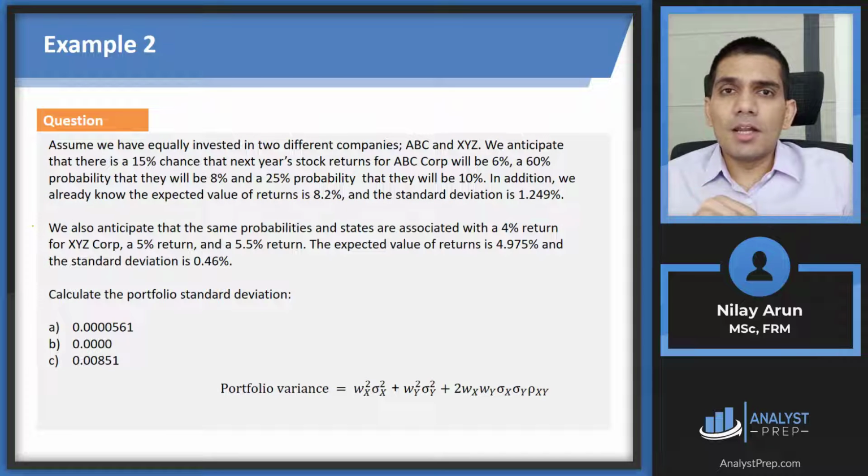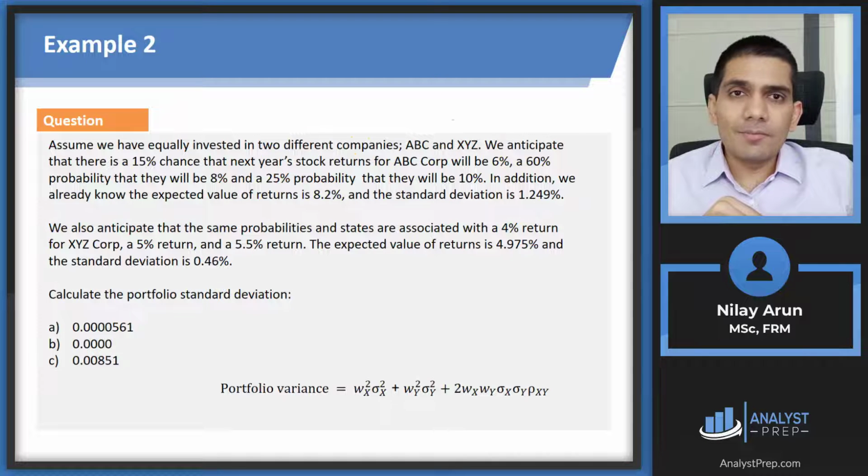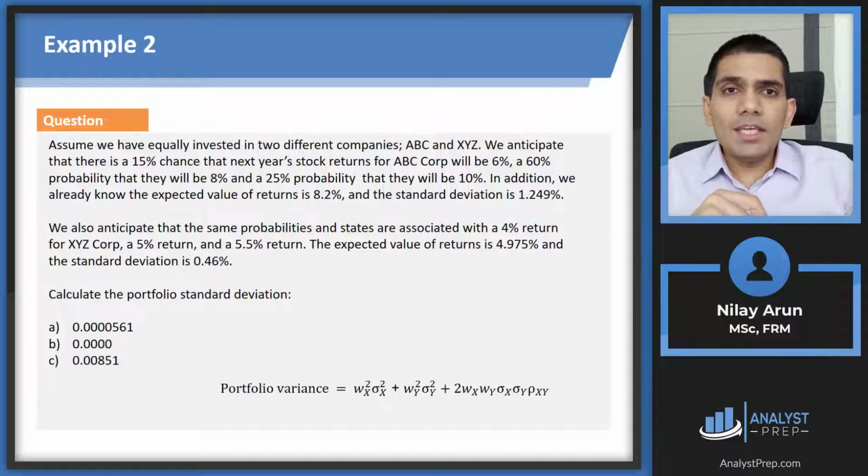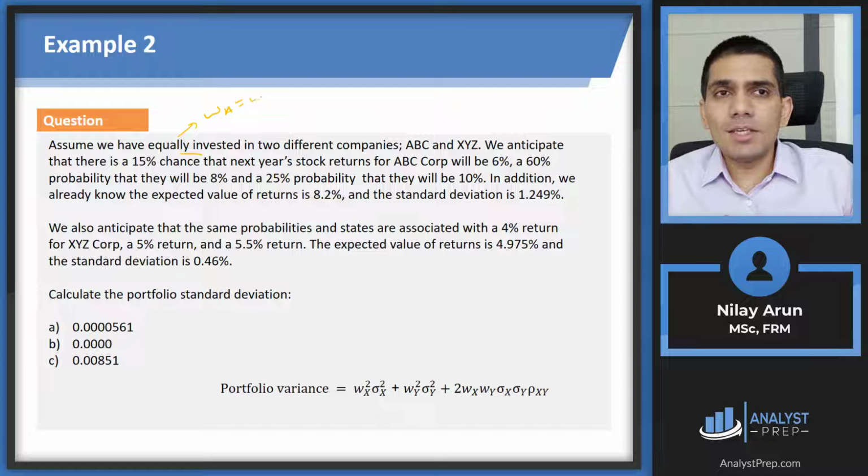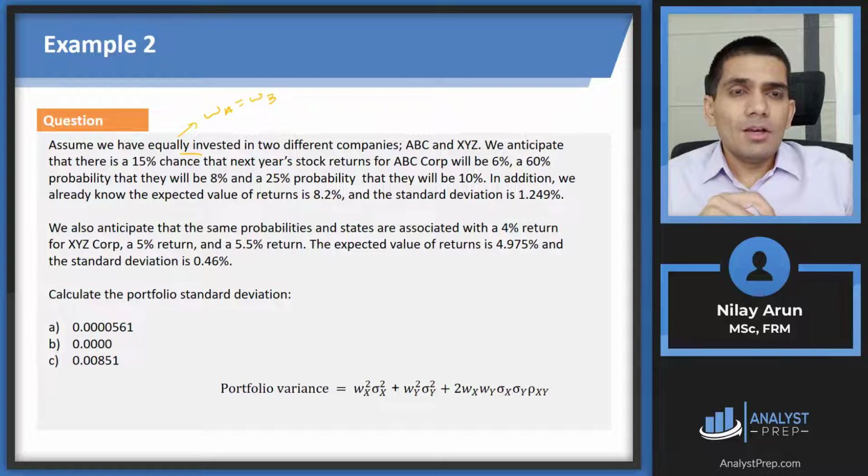Now let's look at another example. Now this is slightly more complicated. Now we have equally invested in two different companies. Equal investment means that your weight of stock A is equal to the weight of stock B. That means that the allocation is 50-50, basically 0.5 and 0.5. So two different companies, ABC and XYZ.